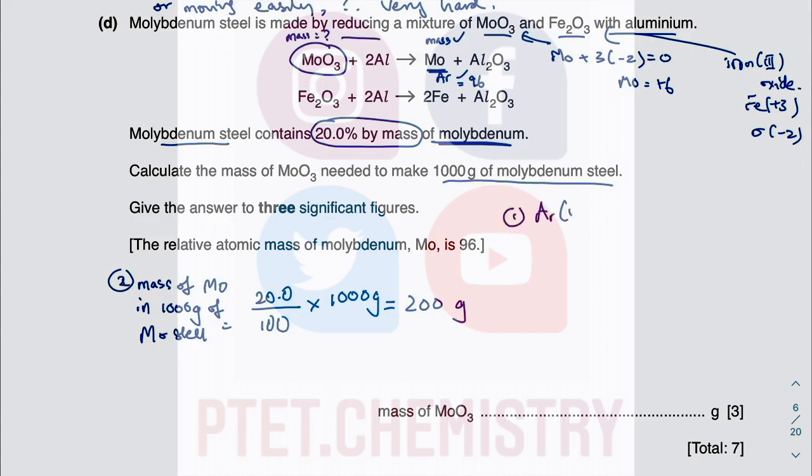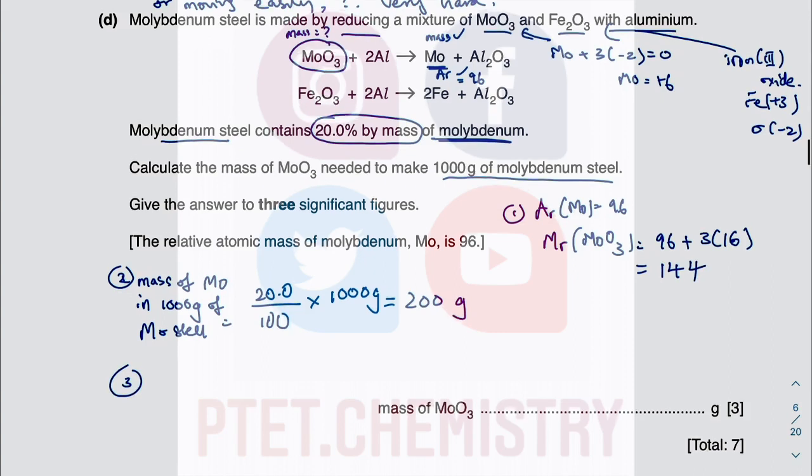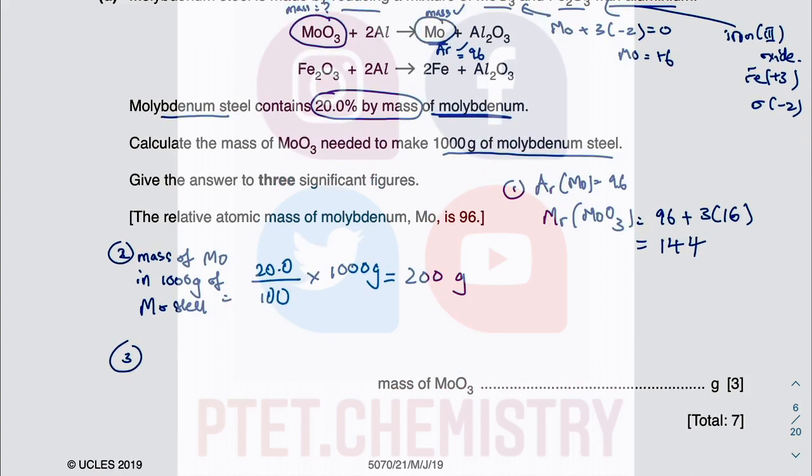So the Ar of Mo is 96 as given already, but the Mr of MoO3 is going to be 96 plus 3 times 16. 1 mole of oxygen atoms has a mass of 16 according to your periodic table, which you can find for oxygen, of course. I leave that for you to do. So what I'm going to do is compare the mole ratio. From that first equation, the mole of MoO3 is equal to the mole of Mo, because 1 mole of it gives you 1 mole of this. It's just 1:1, which makes it quite simple.